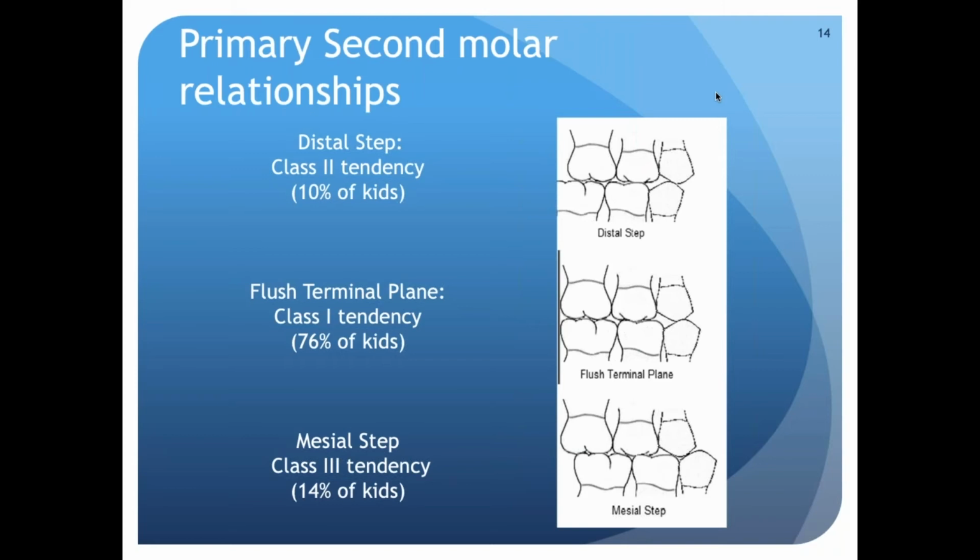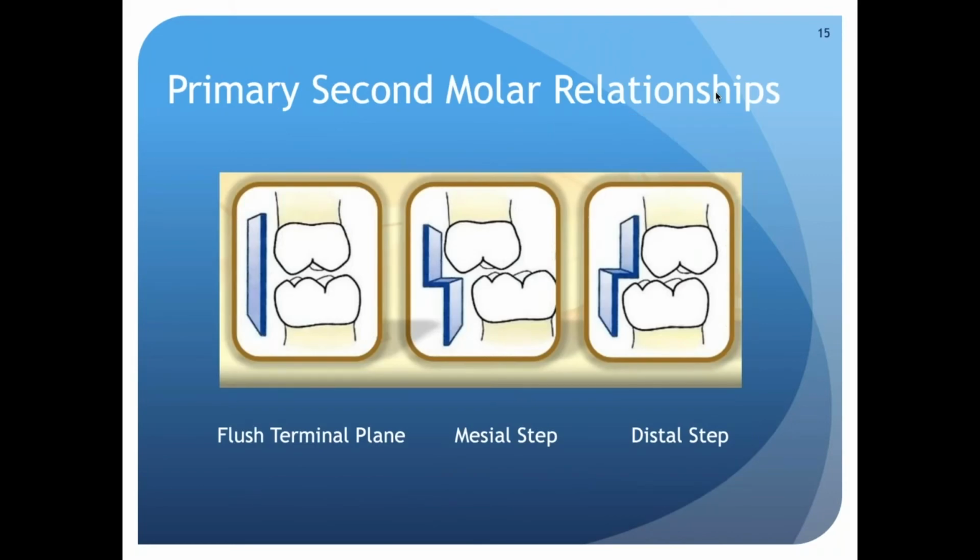So let's look at this a little bit more closely. When we look at our flush terminal plane, think about the distals of those primary second molars. They are lined up, or flush, and that's where that term comes from. With our mesial step, you can see we're stepping down to the mesial here, so that lower primary molar is a little bit more anterior. That's like a pediatric class 3, almost. With our distal step, or pediatric class 2, if you will, that step goes down to the distal here, and that primary molar on the mandible is a little bit more posterior. So you can think of it more like a retruded jaw.